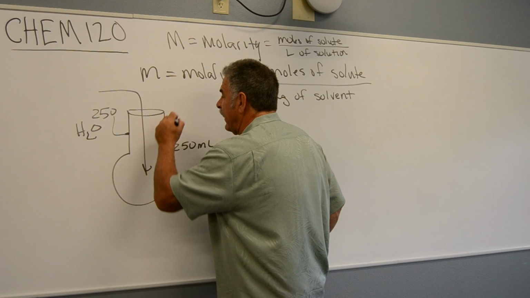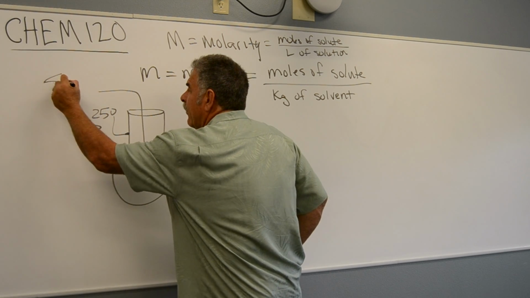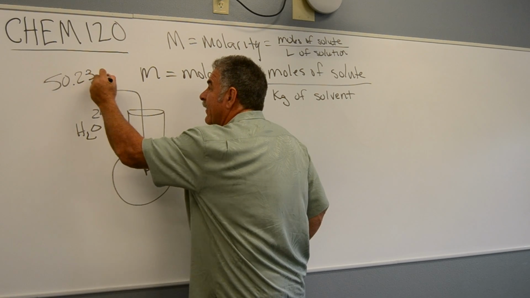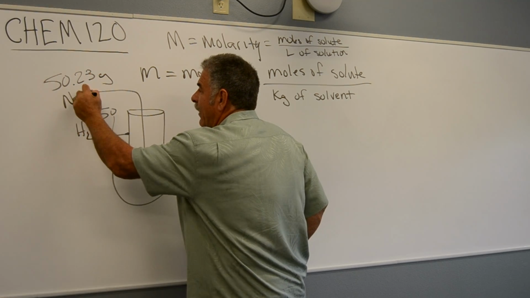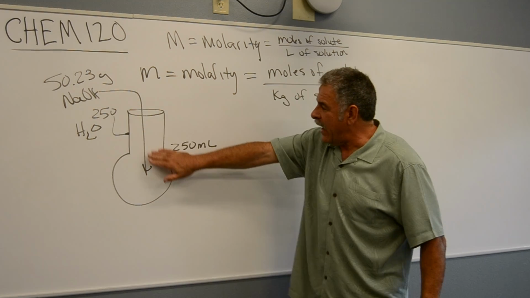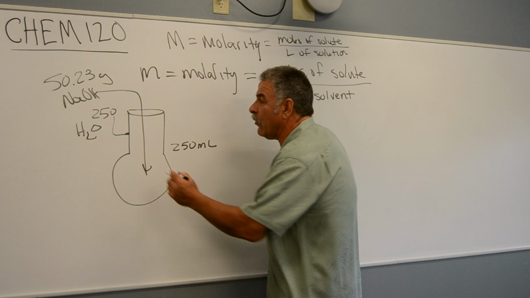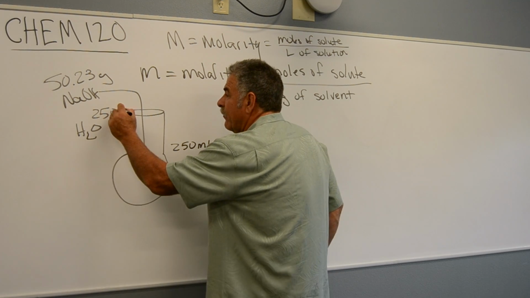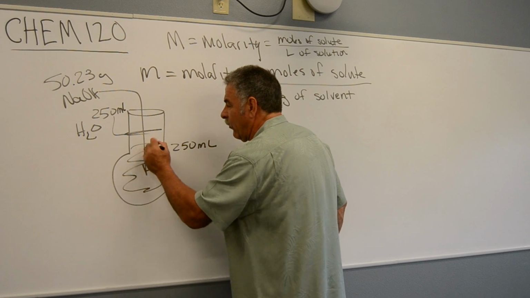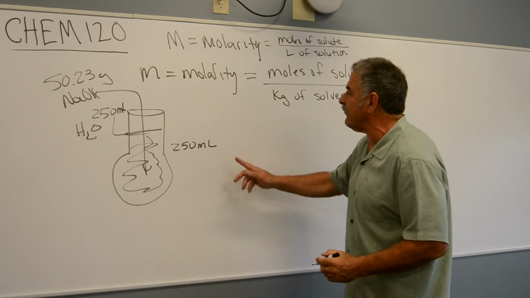And then we're also going to add 50.23 grams of sodium hydroxide. I'm asking the camera person. That's so great. Here we go. 50.23 grams of sodium hydroxide in here. We're going to put in 250 milliliters of water and fill this flask right up to here with water. It's going to dissolve the sodium hydroxide.